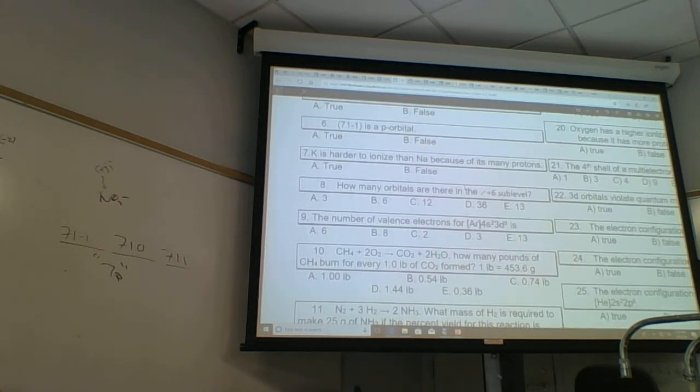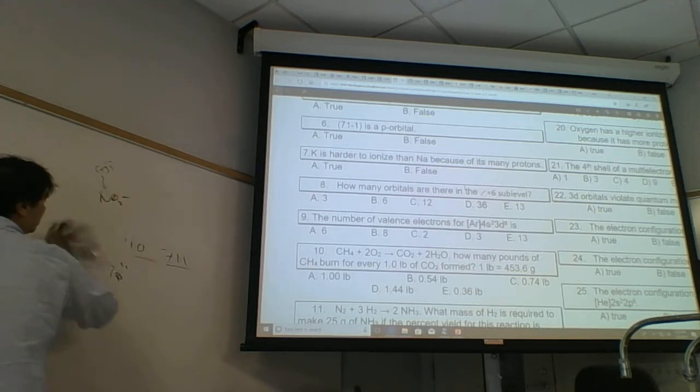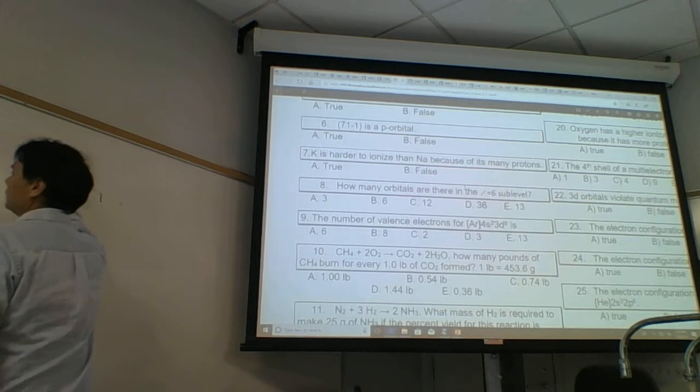Seven. K, potassium is harder to ionize than sodium because of its many protons. Well, let's take the first part. What's harder to ionize, sodium or potassium? Is that true? Potassium is harder to ionize than sodium, or is that false?